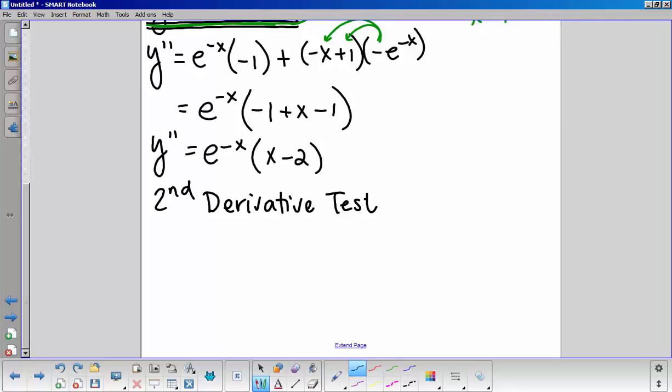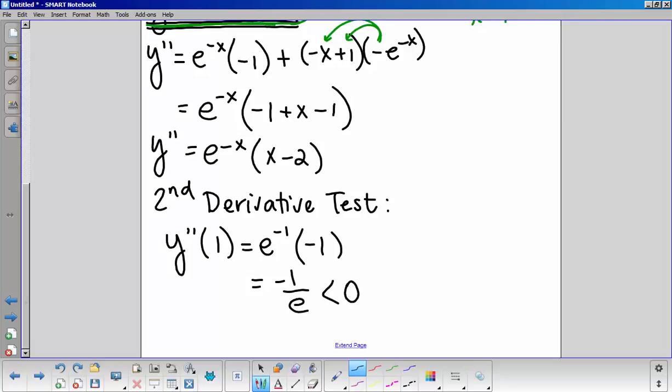What does that mean? Well, that means I'm going to take y double prime of 1 and see what we get. What happens when we plug in 1? We get e to the negative 1 times negative 1. 1 minus 2 is negative 1. So this is equal to negative 1 over e. What kind of number is that? That's less than 0, which means, what's going on? It's a relative max.